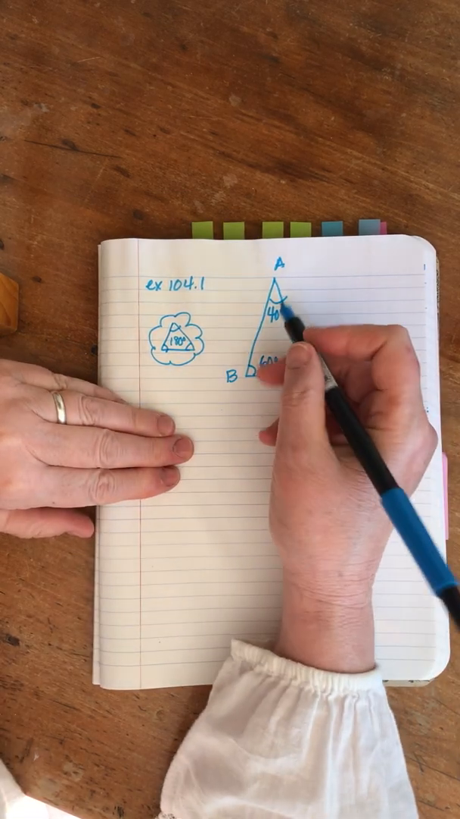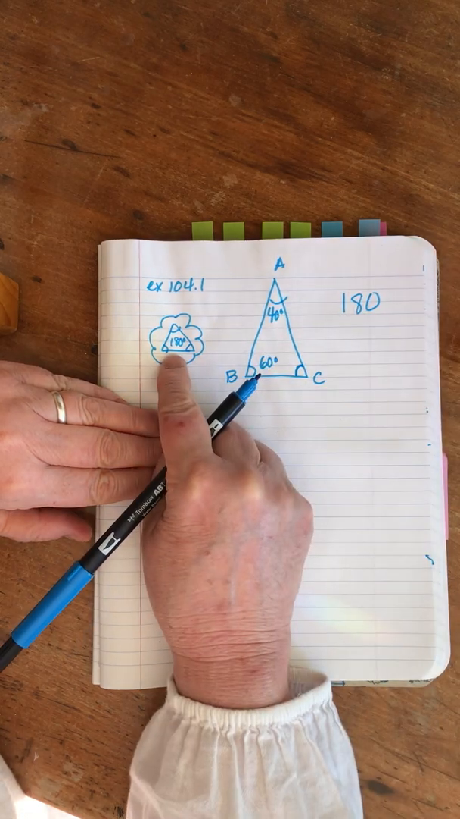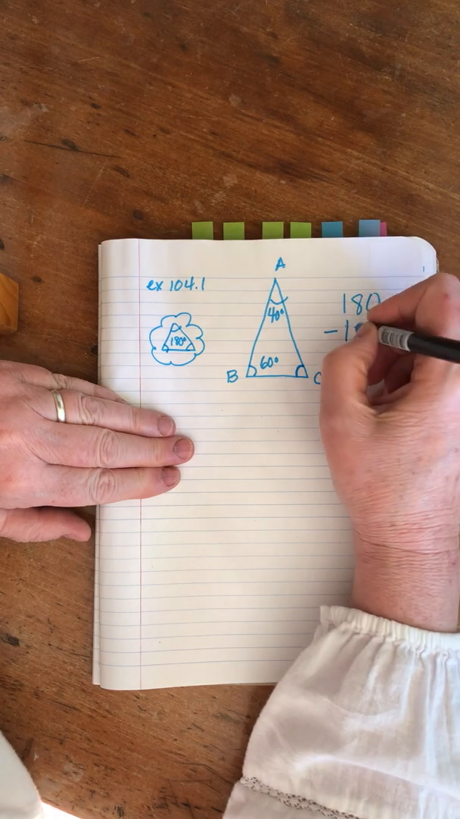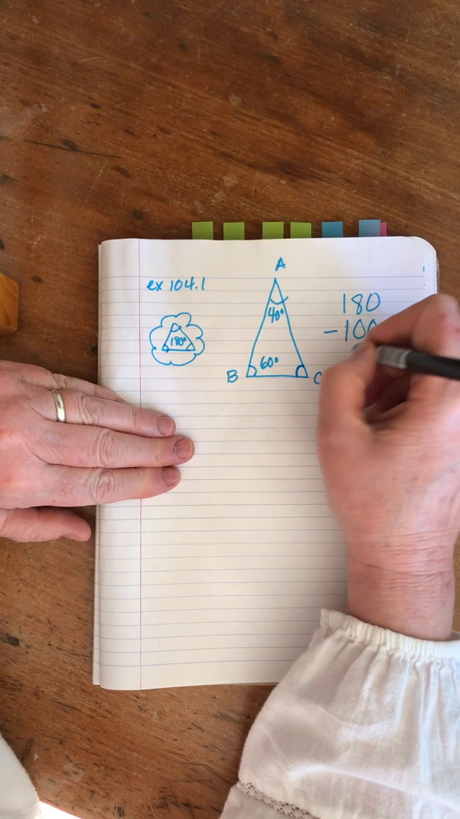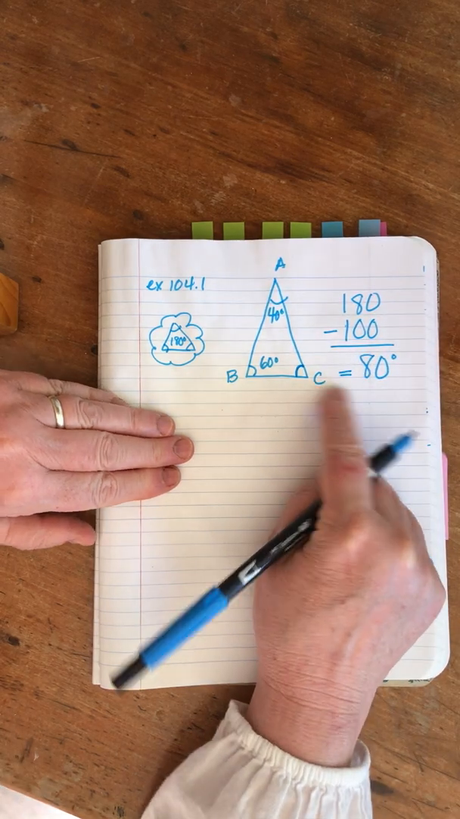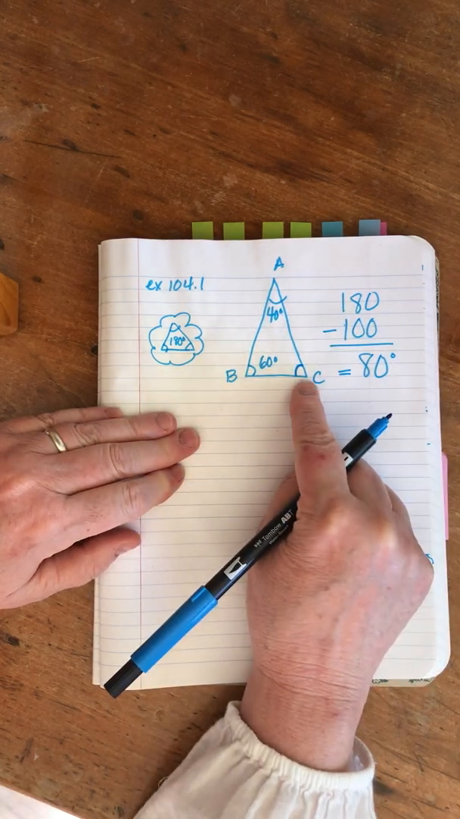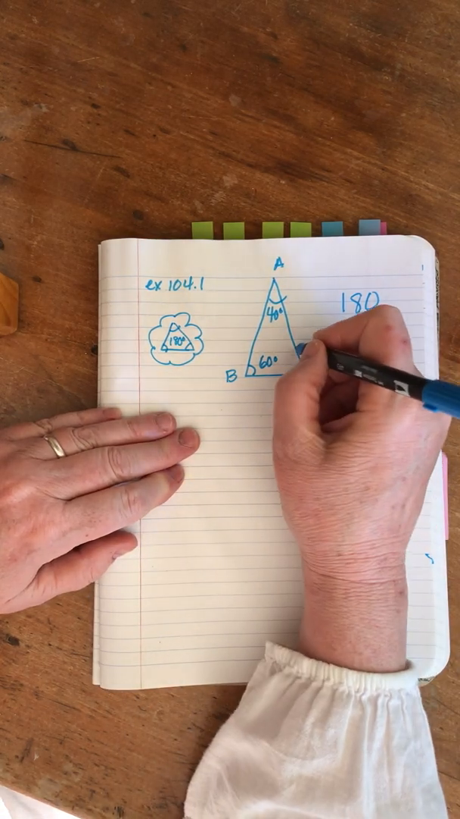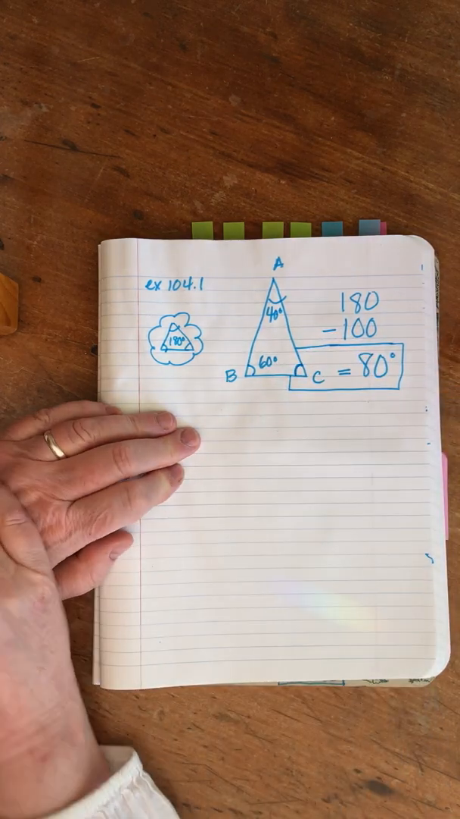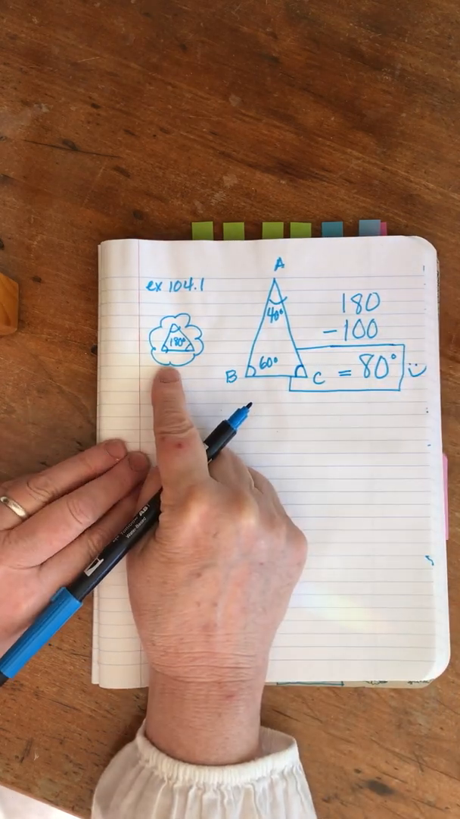So this one's 40, this one's 60. So we know that if we take the 180 total that they have to add up to and subtract the 40 plus 60, which is 100, that means that this angle, and we can call it angle C too, John's calling it BCA, that's fine, but it's easy enough just to call it angle C, must equal 80 degrees. And look, I'm just going to leave my answer like that because it looks good. And that's correct.